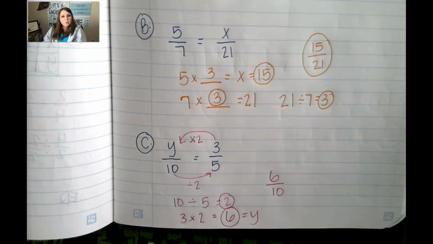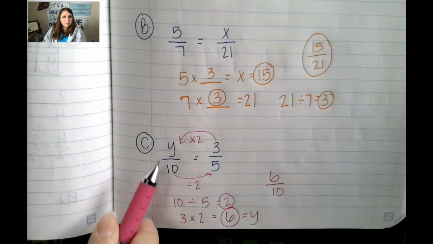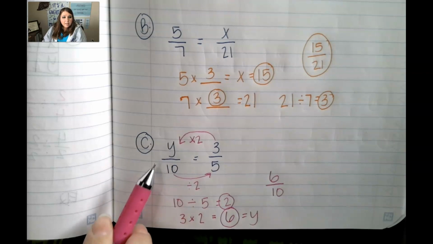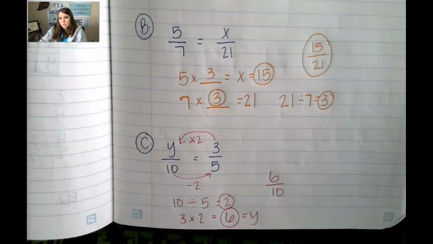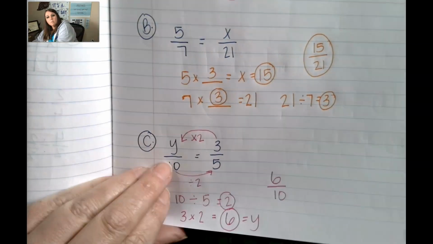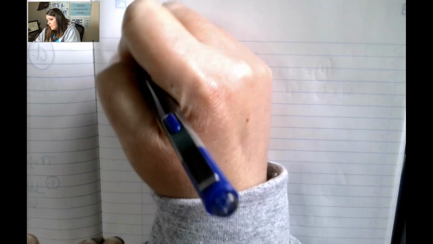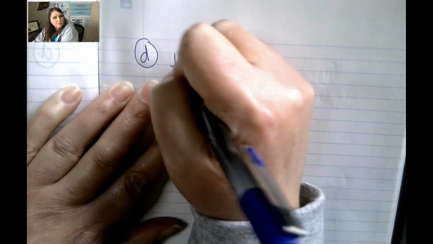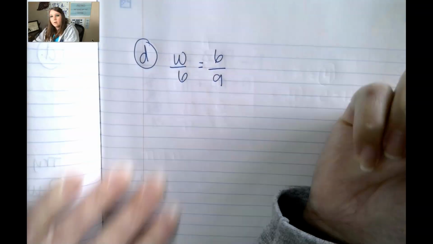Okay, let's do one more example where we're solving for the letter on this side. So that way we can use division one more time, and then I'm going to give you your try-its. All right, example D. Example D says w over 6 equals 6 over 9.